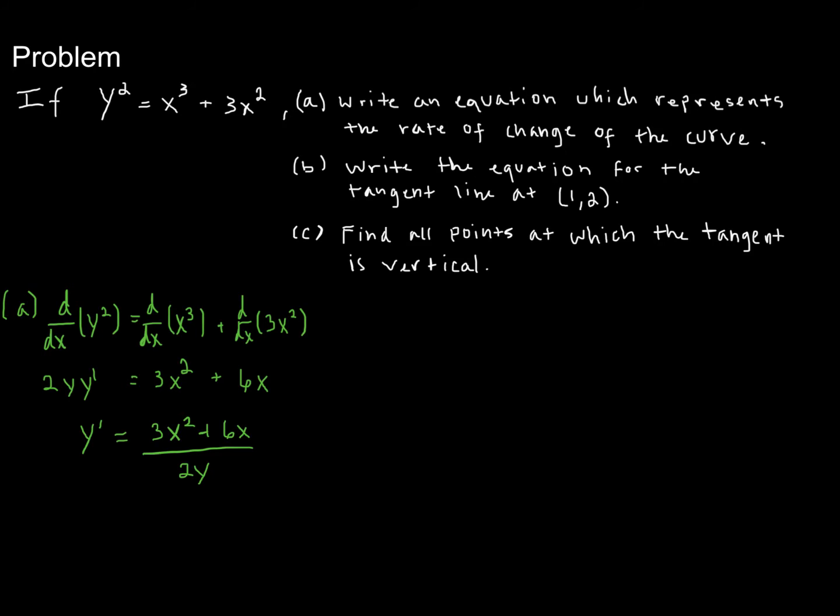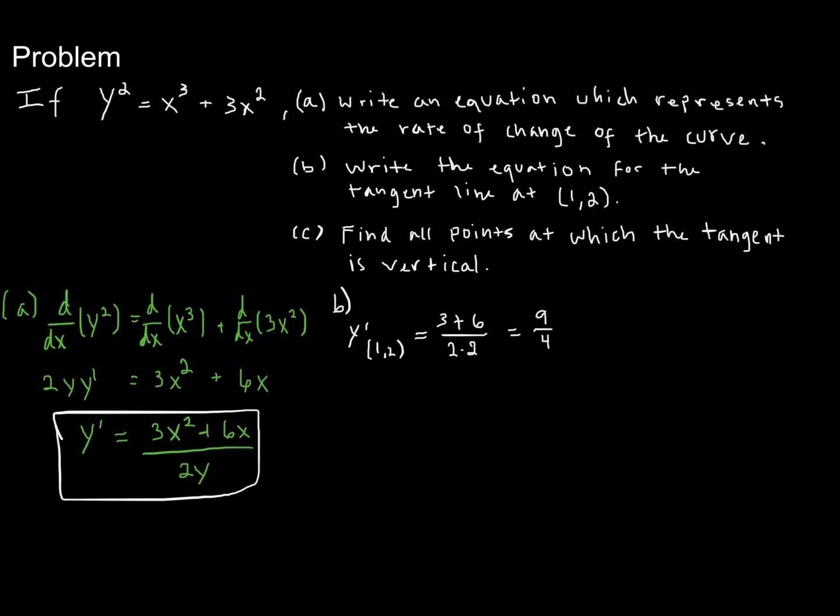All right, so that's going to be my answer for part A. And then in part B, I'm going to go ahead and find the slope at this point 1, 2, and use that to write my equation. I go ahead and substitute in the x and y value into my derivative, and find that the derivative at the point 1, 2 is 9/4, so that's the slope at that point.